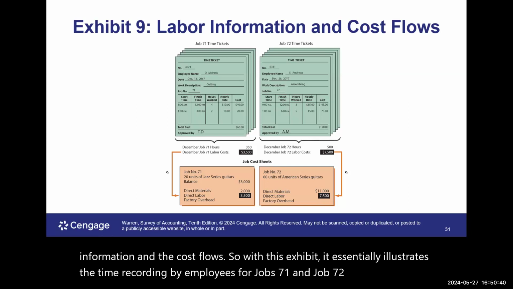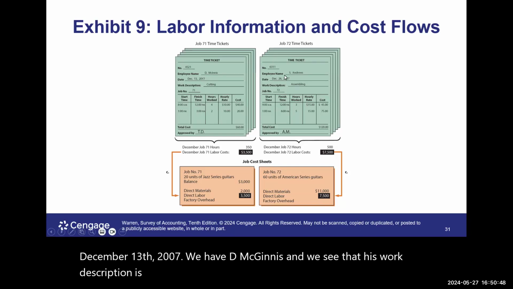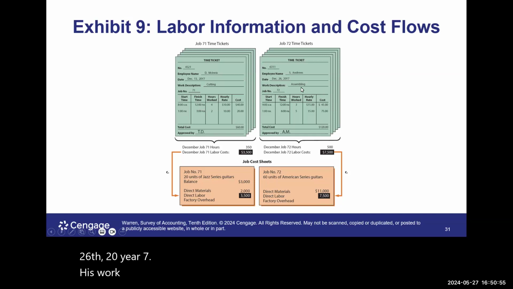So it states on December 13th, 2007, we have D. McGinnis, and we see that his work description is cutting. And then we have employee S. Andrews, December 26, 2007. His work description is assembling. So we have job 71, and then we have job 72.